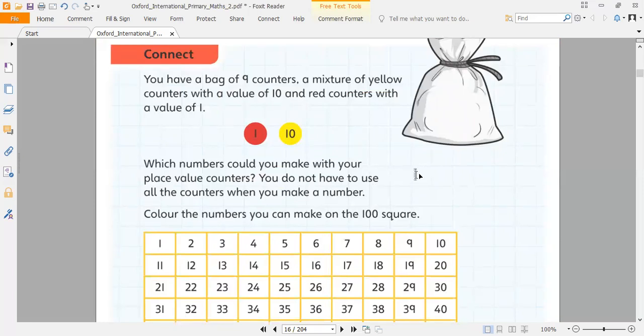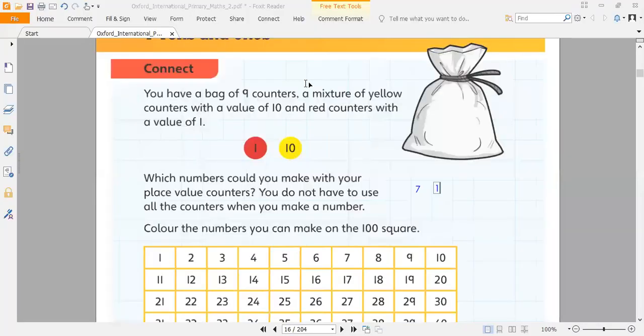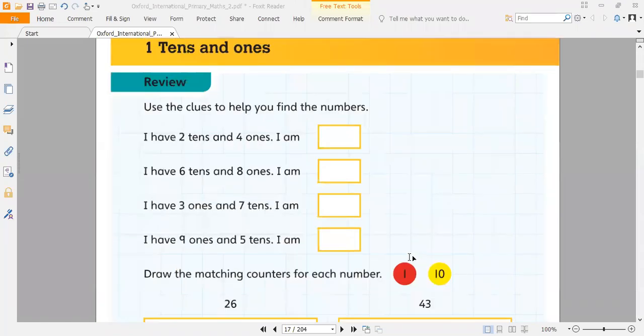Okay, let's start. Suppose we take from the 10, 7 counters, and here we get 1. The number is 71. Okay, so we made the number 71.